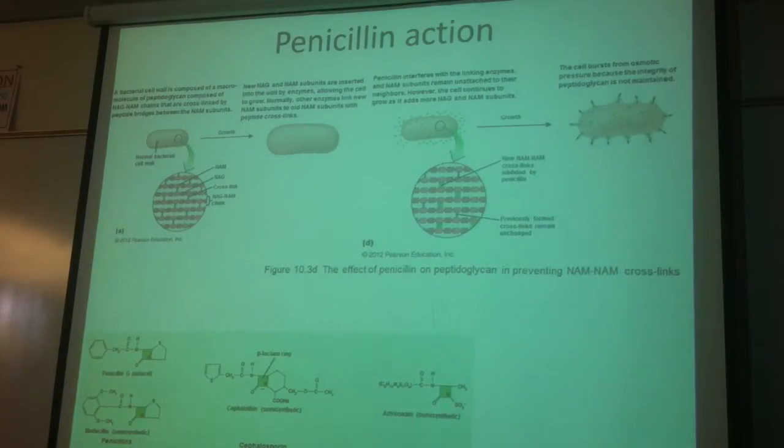Well, what happens is instead of cross-linking where they're supposed to, the cross-linking gets inhibited. So you get cross-linking inhibited by the penicillin. If they're not cross-linked properly, then it's going to start being fluid, and you're going to start losing some of that stability. The previously formed ones can remain, but it stops the new ones from forming. And eventually, the cell will burst due to osmotic pressure because the integrity of the peptidoglycan is not maintained.